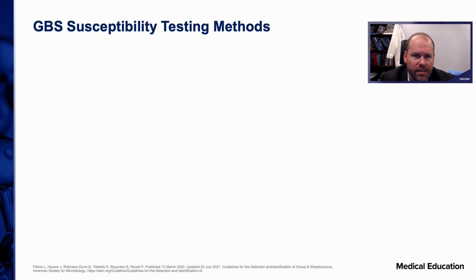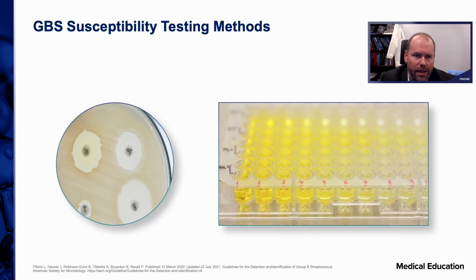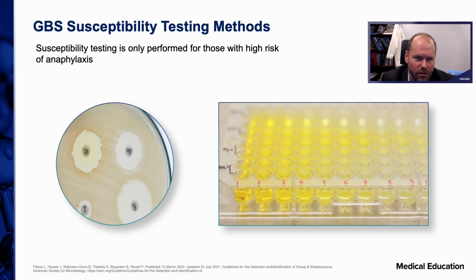So susceptibility testing is only performed on samples from mothers that are at high risk of anaphylaxis, right? And two common methodologies for antibiotic susceptibility testing are, first, the disc diffusion assay, which is your Kirby-Bauer on your left. This is when you have an antibiotic infused into a disc, and that disc gets dropped onto a lawn of the bacteria, which is struck out on the plate.